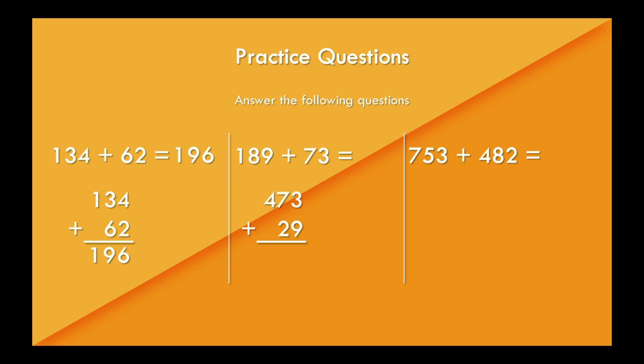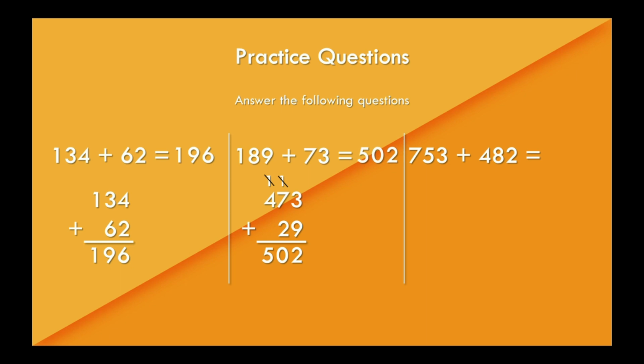Going for the second one, we see that when we add 3 and 9, we get 12. So remember, we write 2 below and carry the 1 above. Then we start adding for the tens column. 1 plus 7 gives us 8, and 8 plus 2 gives us 10. So we leave the 0 of the 10 below, carry the 1 up. 1 plus 4 gives us 5, and we come to our final answer of 502.